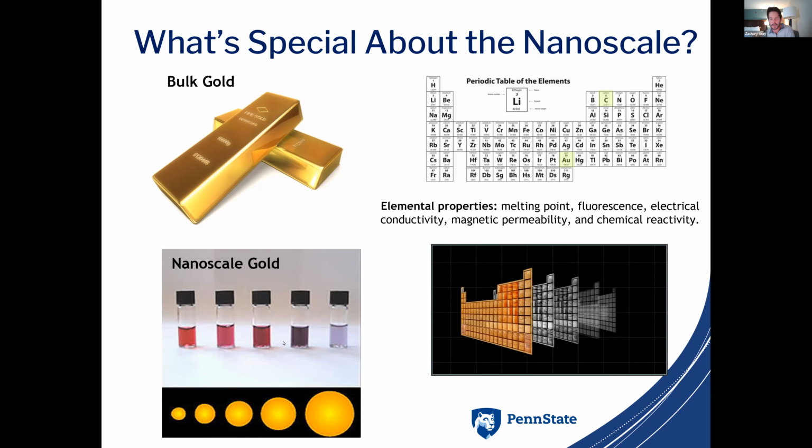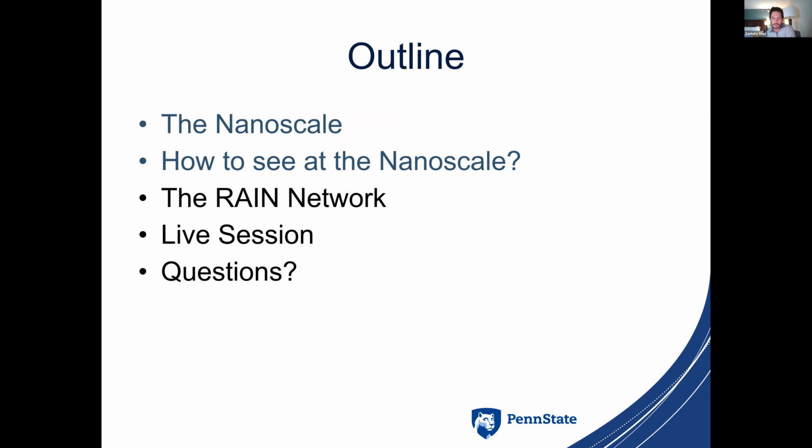These are used in stained glass windows. They're used in pregnancy test kits. So gold nanoparticles are used all over the place, more in everyday life than you may realize. But there's an issue with all this. The nanoscale is 1 to 100 nanometers.